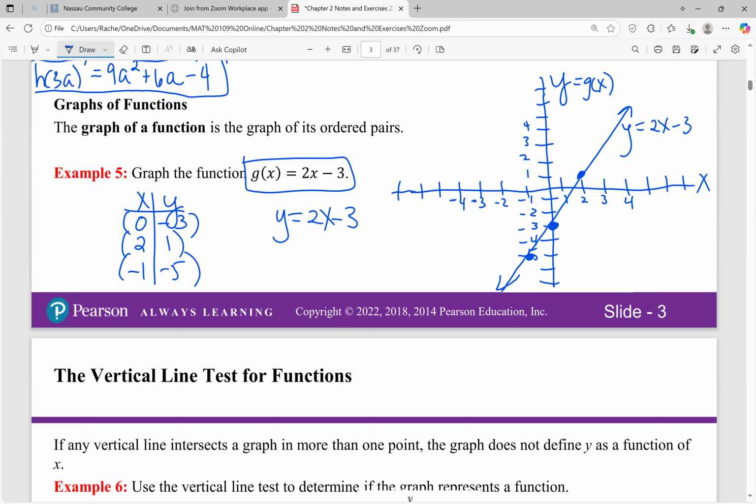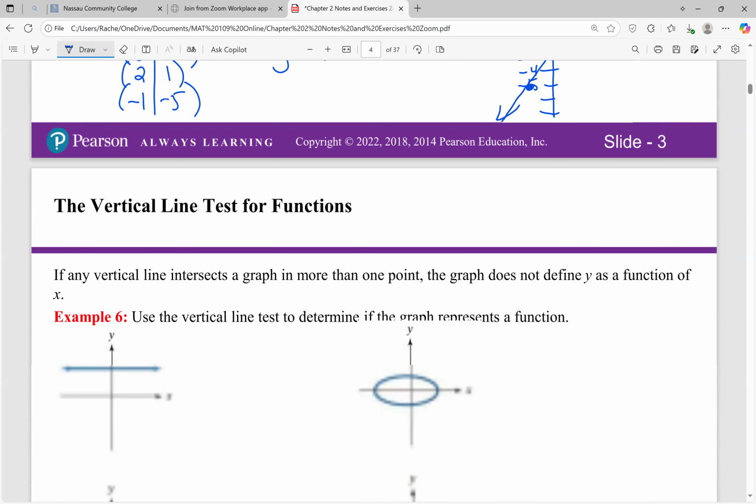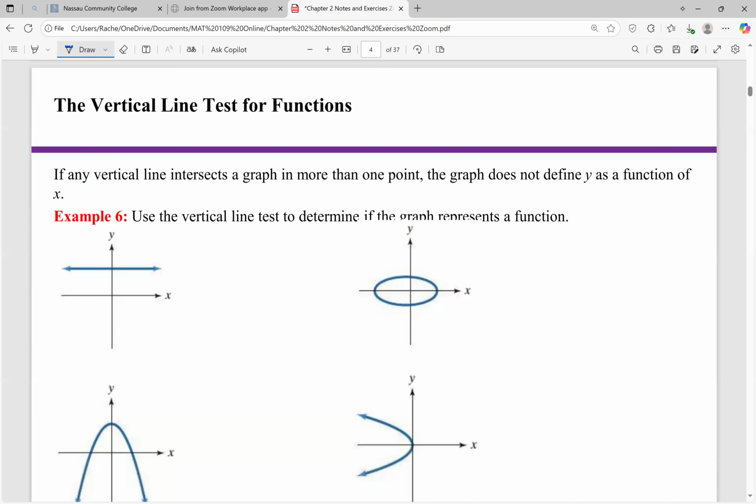So let's talk about now how, when we look at a graph, how can we tell if the relation being represented in the graph is a function or not? So we have what's called the vertical line test. If any vertical line intersects a graph in more than one point, the graph does not define y as a function of x. And this is why.